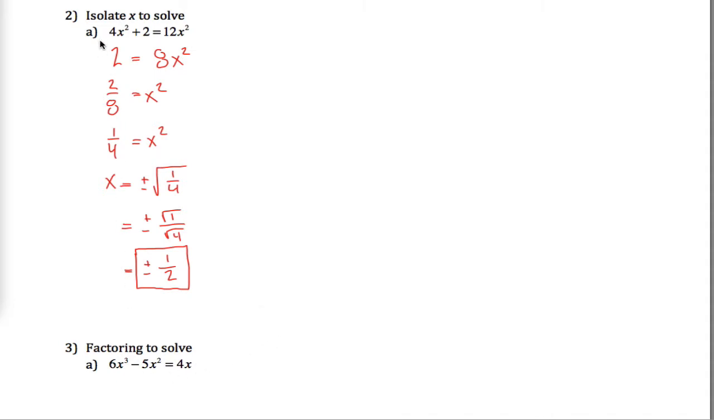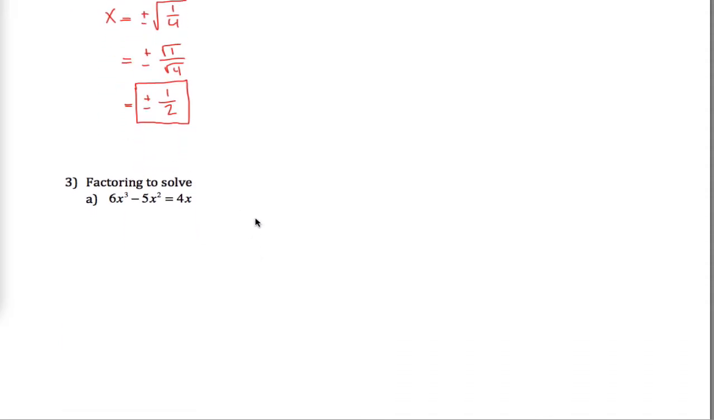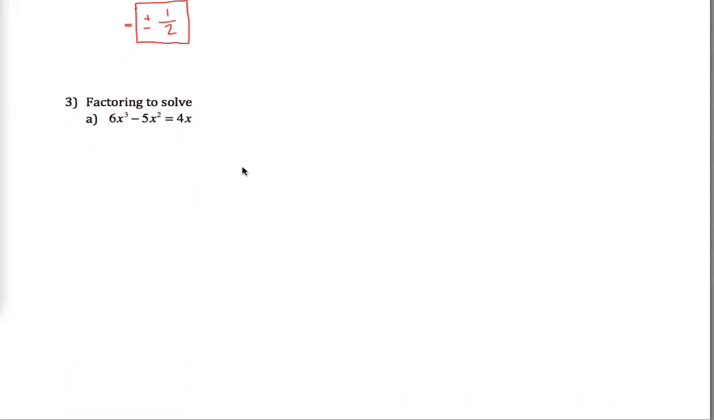This next one I put right after this one to really emphasize. Up here we could isolate x to solve because we could write it only using x one time. Can't do that down here. When you can't do it, your strategy will be to set the equation equal to 0. So 6x cubed minus 5x squared minus 4x equals 0, if I subtract 4x from both sides of the equation, I can now factor to solve this thing.